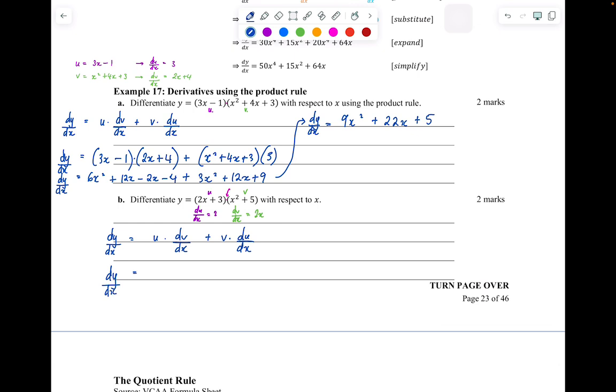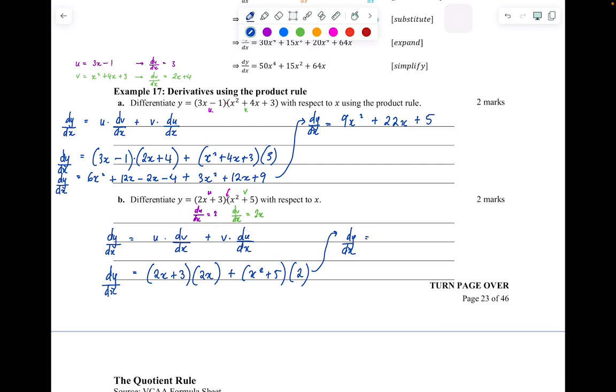Let's make the substitution. We've got 2x plus 3, which is our u, times our dv dx, which is 2x, plus our v, which is x squared plus 5, times our du dx, which is 2. Okay, so just looking at this grid here. So let's expand and simplify.